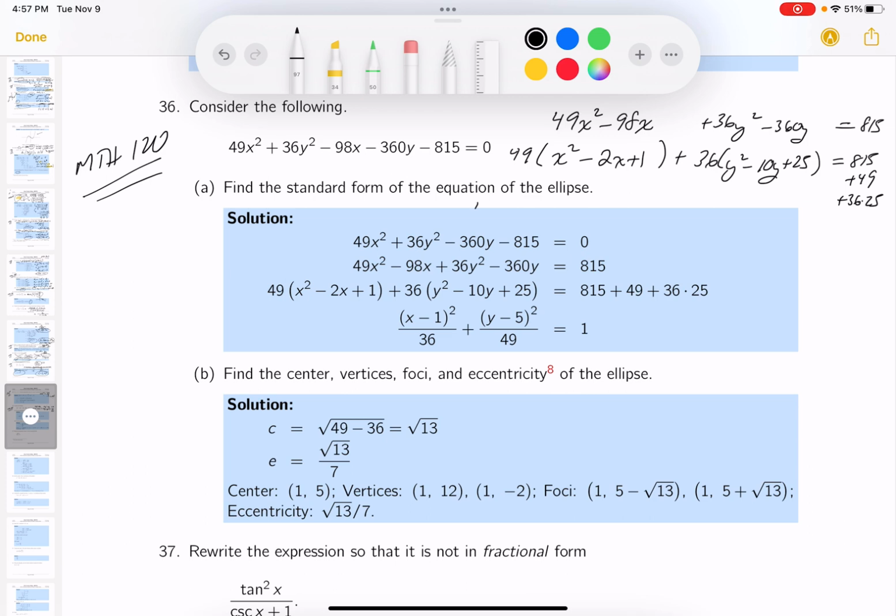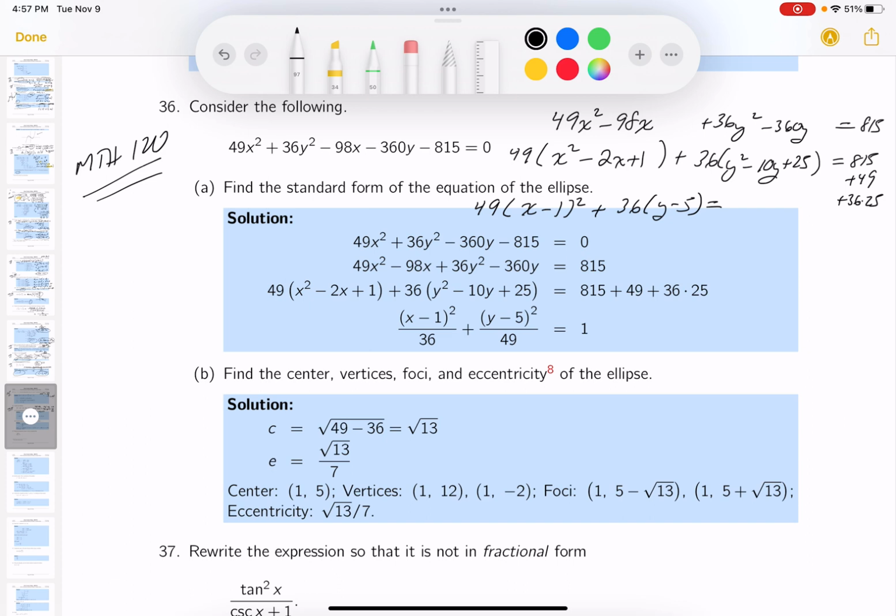You get 49 times a perfect square, and that perfect square is going to be x minus 1 squared. Plus, well, you're going to factor this guy. It's 36. Wow, that's a tough one, isn't it? No, not really. It's just y minus 5 squared.